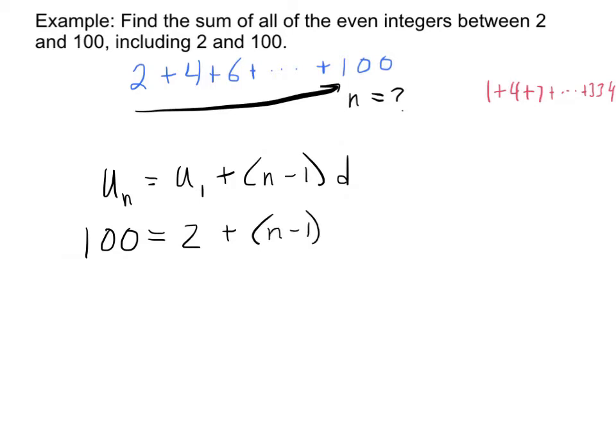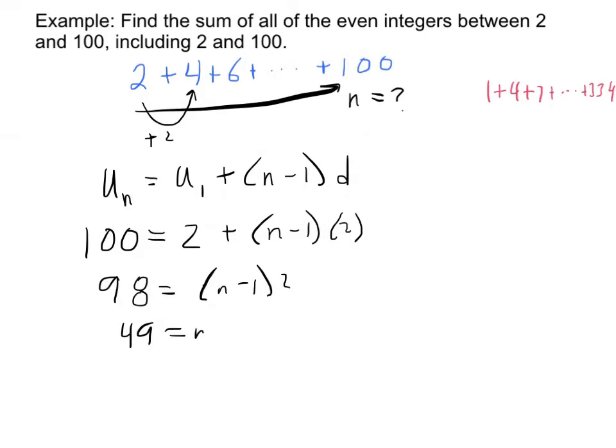Again, just by looking at this problem, we can tell that you're adding 2 each time, so the common difference must be positive 2. This gives me 98 equals n minus 1 times 2, dividing by 2, 49 equals n minus 1, so n equals 50. And you may have been able to tell that, like, oh, I can tell that's going to be the 50th term. That's great.